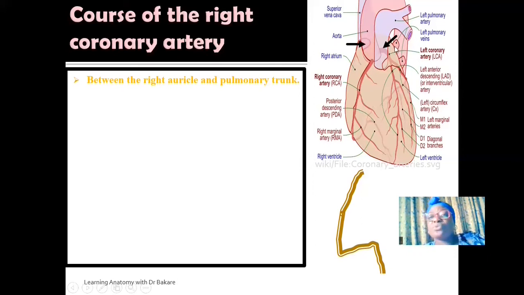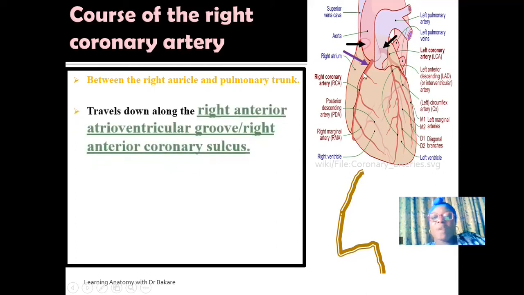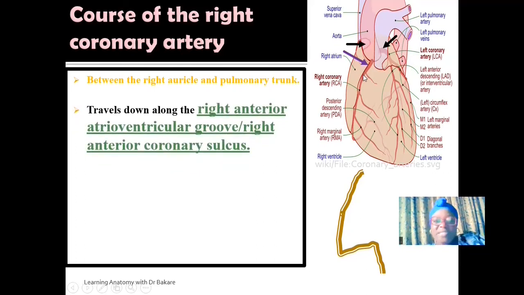And between these two structures is where we have the right coronary artery, and this is the right coronary artery here emerging just at the initial region of the aorta, and this is the aorta here. So as it emerges, you see it passing through along the right anterior atrioventricular groove. This is the right anterior atrioventricular groove.